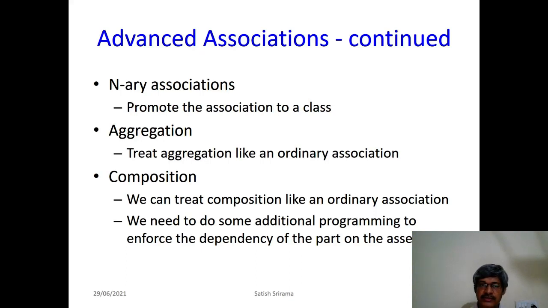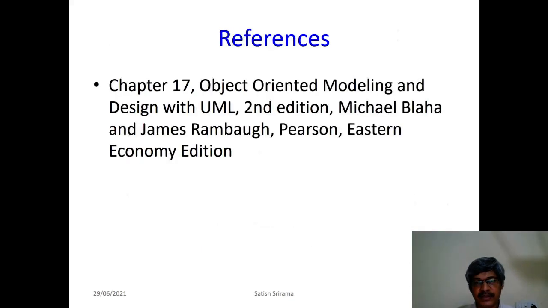That's about not just implementing regular associations but also how you can implement all these advanced associations. That's about the implementation of associations, especially regarding references. We are still in chapter 17, Object-Oriented Modeling and Design with UML, Michael Blaha and James Rumbaugh. Thank you very much for your attention.